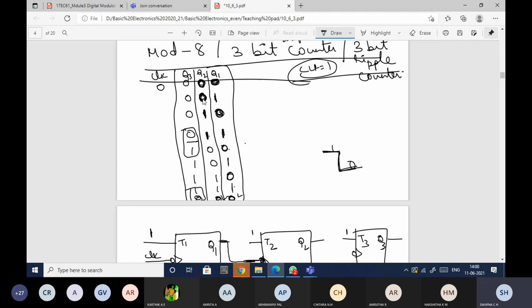So 0 to 0, Q2 is 0 to 0, no change. 0 to 1, no change. 1 to 1, so no change. 1 to 0, here that Q2 is changing from 1 to 0. So the Q3 is toggling from 0 to 1.